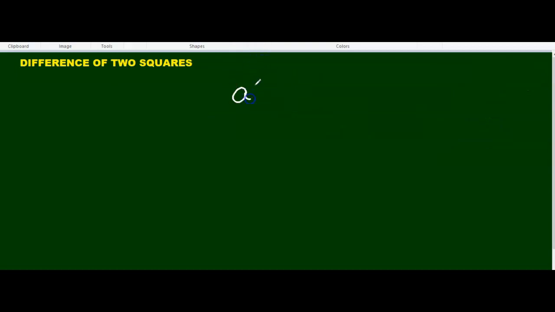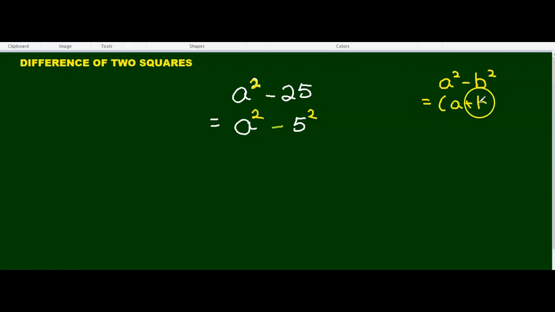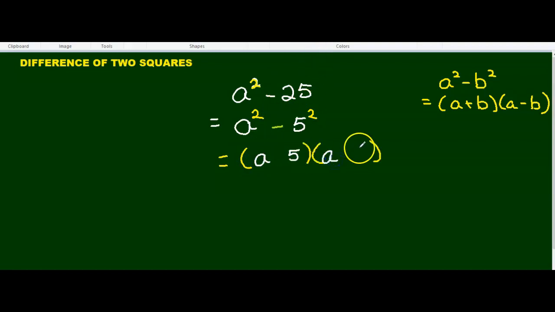Let's say we have a squared minus 25. As you can see, we have an a squared and we have a 5 squared. So we can write it as a squared minus 5 squared. And if we follow our rule that a squared minus b squared is equal to (a plus b)(a minus b), can you now see that your b is now in the form of 5? So we can plug it into our formula, which gives us (a and 5)(a and 5), with a plus and a minus in each of these parentheses.